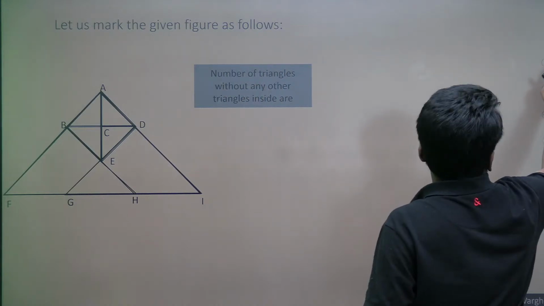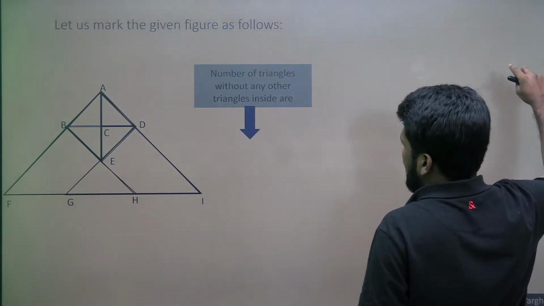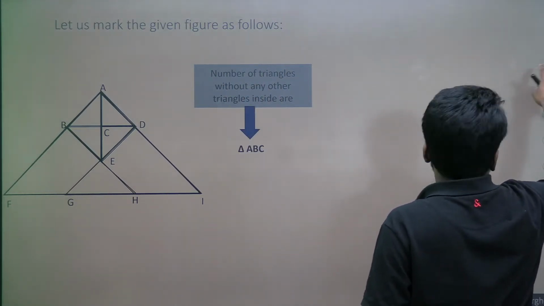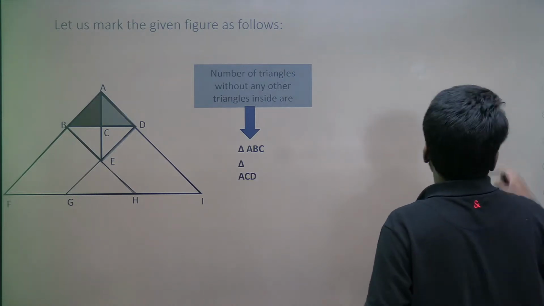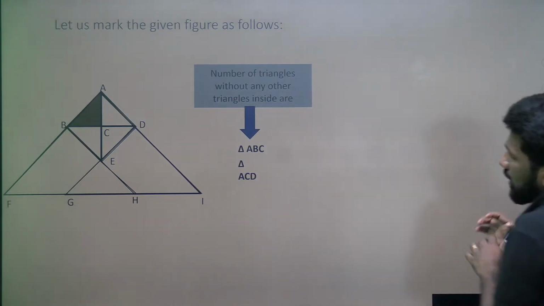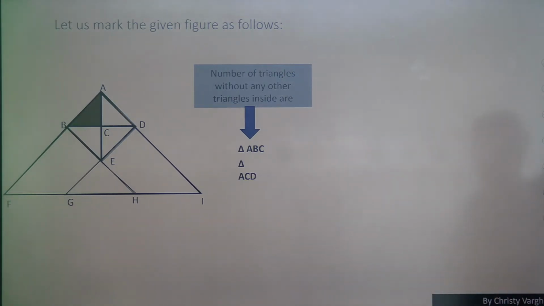For easy understanding, I am labeling it like A, B, C, D, E, F, G, H, I. And now the smallest triangle we will first count. The smallest triangle. One, look at the screen, all of you.